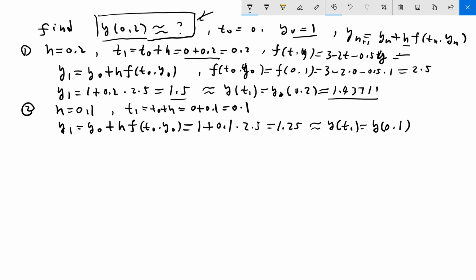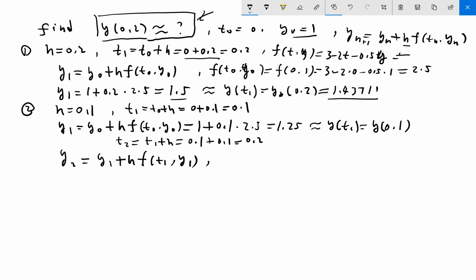Okay, so we need to find y2. What is y2? y2 gives you an approximation of y evaluated at t2. What is t2? t1 plus h. t1 is 0.1 plus h is 0.1, gives you 0.2. Okay, so we can find y2. y2 is y1 plus h f(t1, y1). Use Euler's formula, let n equal to 1.